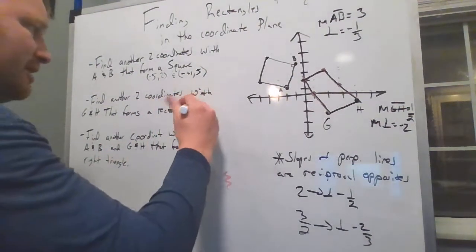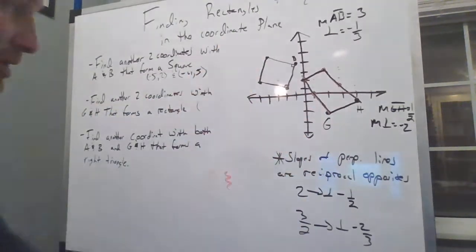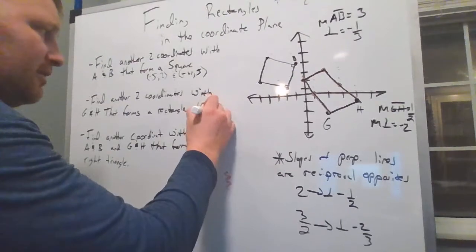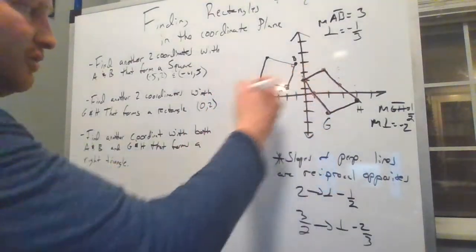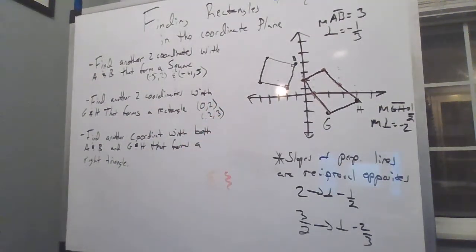What are your other two vertices to make this? And now, just so you know, I could have gone down the other way if I wanted to, but I just chose to go this way. One vertex is going to be (0, 2). The other one's going to be, looks like that's at (2, 3). Okay, as simple as that.